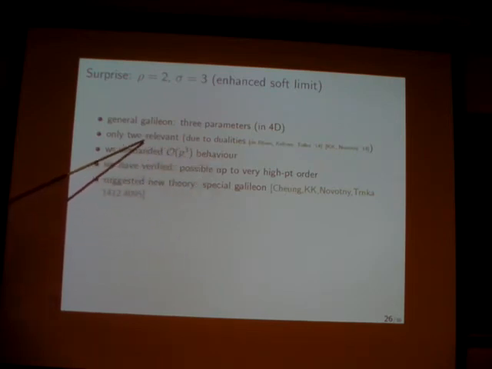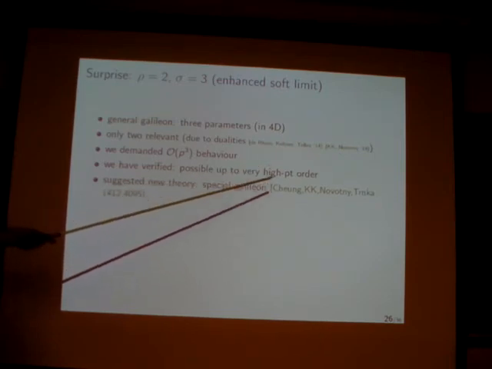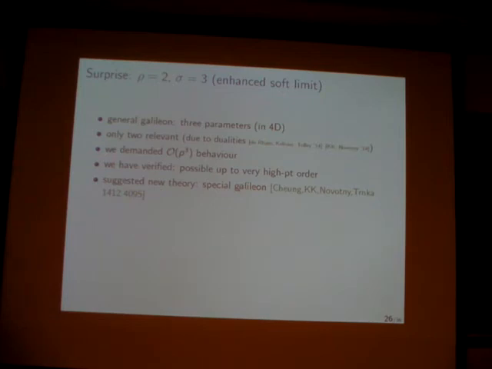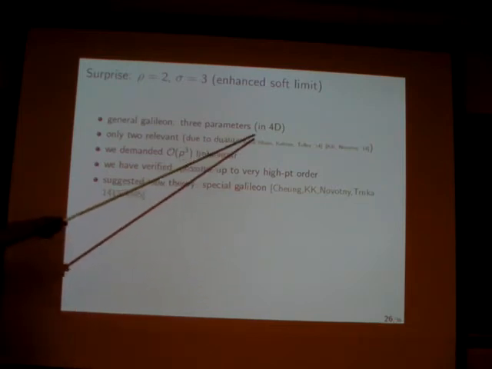So as I said here, in principle, in four dimensions, there are three parameters, D3, D5, D6. Only two are relevant due to dualities. And we say, okay, a certain combination has the property that up to very high order, which was 12-point order, we saw it has this property, but we were not sure. We didn't have a proof. We didn't see any symmetry. What's going on? So we decided to just make a conjecture. It seems there is a new theory. I don't think we called it special Galilean. Do you remember the name? It was Gal 4 because we somehow thought it was connected with four dimensions.